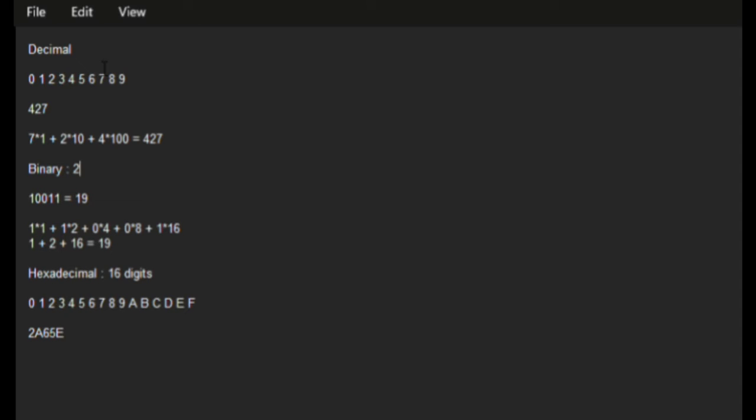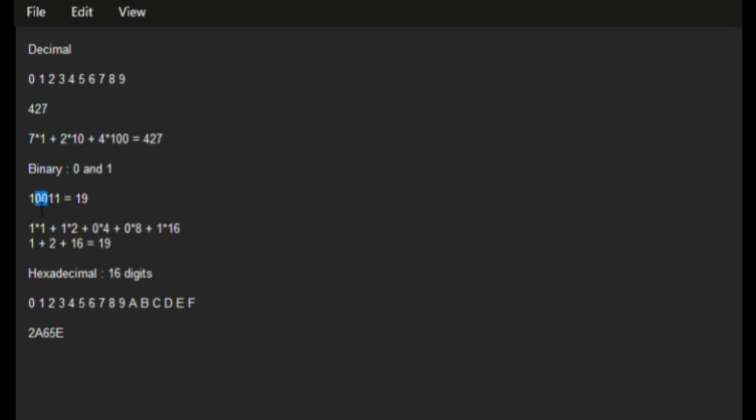In binary, we only have 2 digits, 0 and 1. So let's try looking at the number 10011. So from the start, from the very right, we have 1's place. There's a 1 there, so 1 times 1, add that to the rest. The next place is the 2's place this time. It's not a power of 10. It's a power of 2. 2 to the power of 1. Anyway, 1 times 2, add that to the rest.